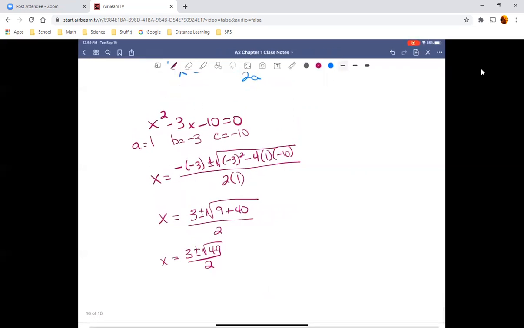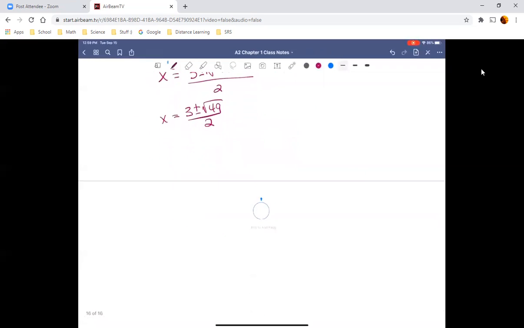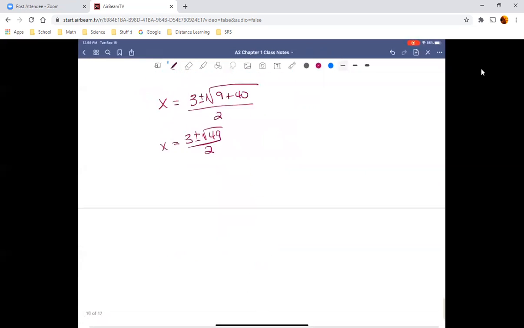And you can start getting more efficient with these. Oops, let me get my other page up there. And then you can kind of skip a few steps. So x is going to equal 3 plus or minus, what's the square root of 49? 7. All over 2.